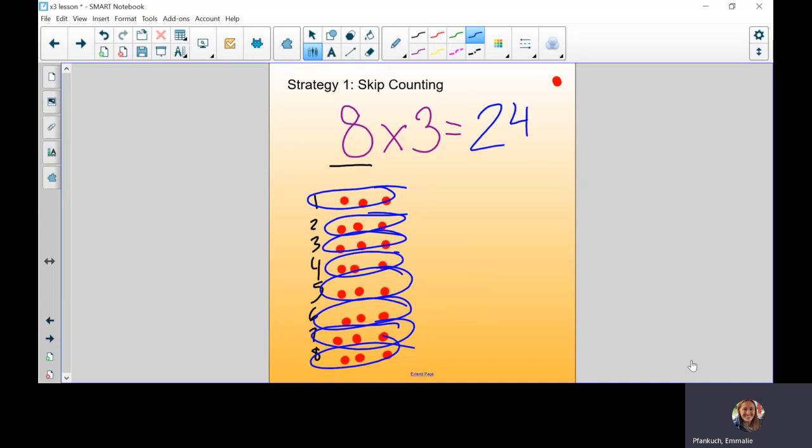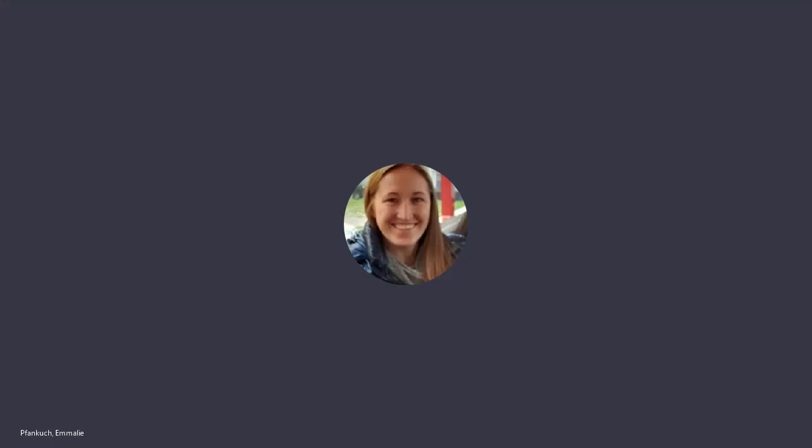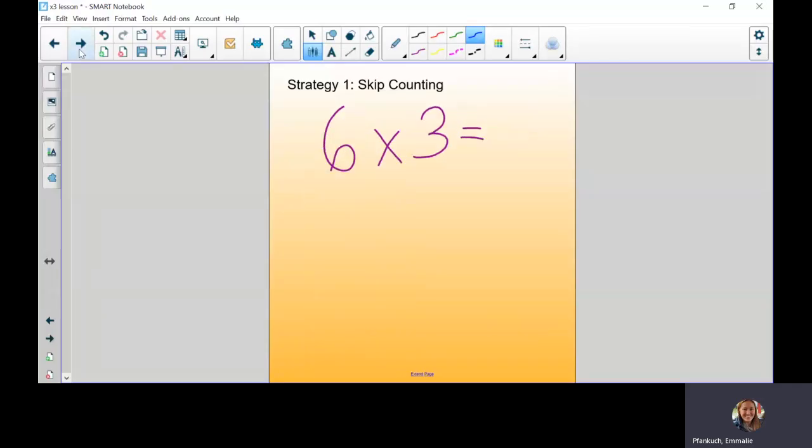What this would look like if I don't have pen and paper and I'm just using my fingers, I'm going to solve 8 times 3. So I'm going to do 3 8 times. 3, 6, 9, 12, 15, 18, 21, 24. And we can stop right there. All right, let's go back and try one more with this strategy. 6 times 3. So without any paper, just using my fingers to help me count.